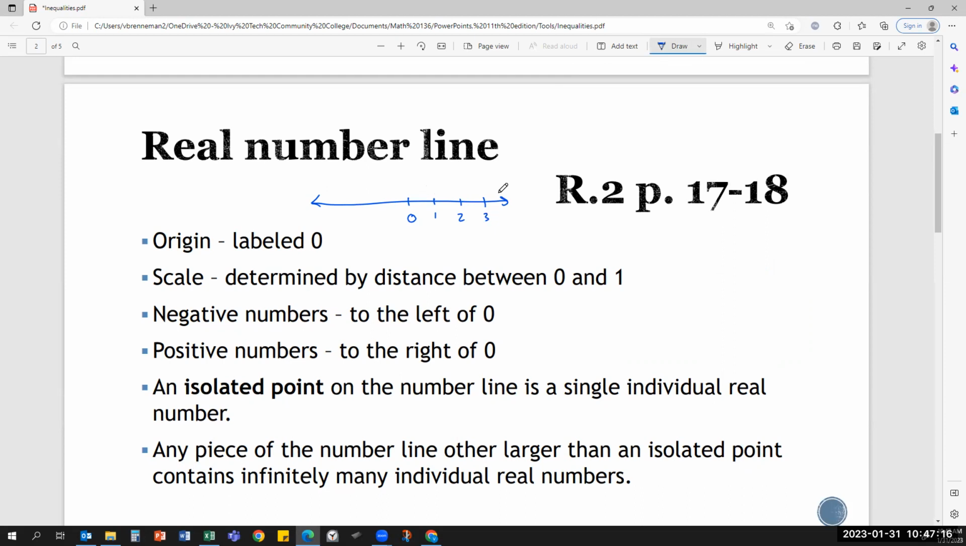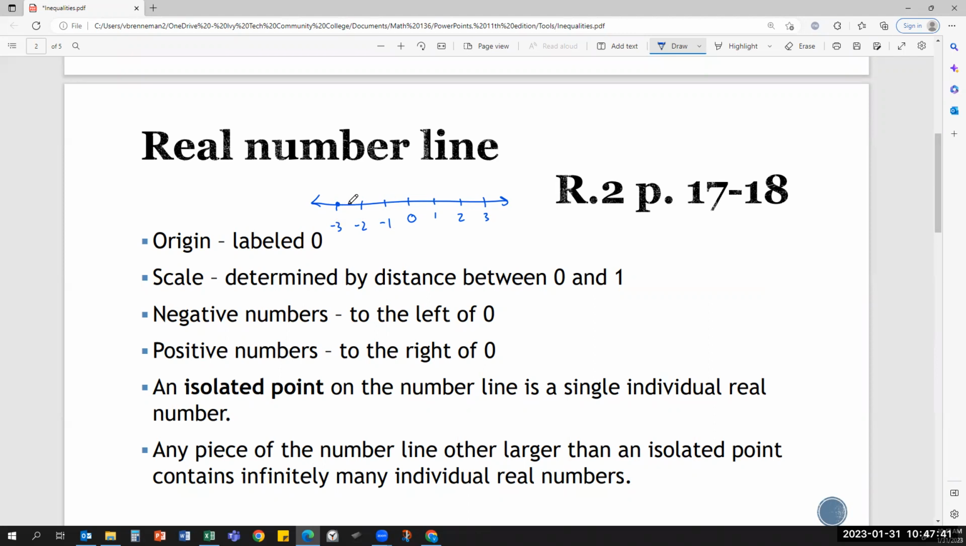0 and 1 is the scale. You would then follow that for the rest of the numbers. Going the other direction from 0 is negative: -1, -2, -3, etc. So an individual point, if we're indicating just the number -3, is indicated with a dot. That's called an isolated point. So it's just that single number.